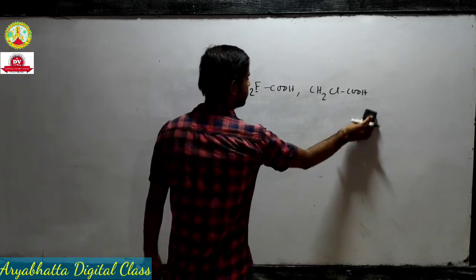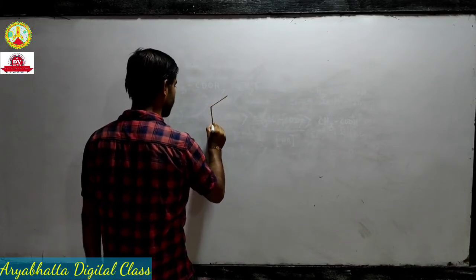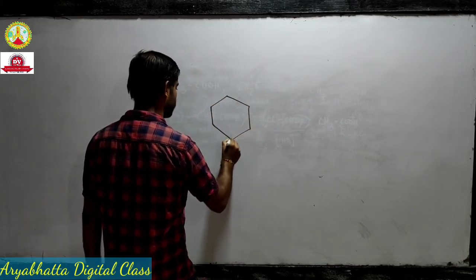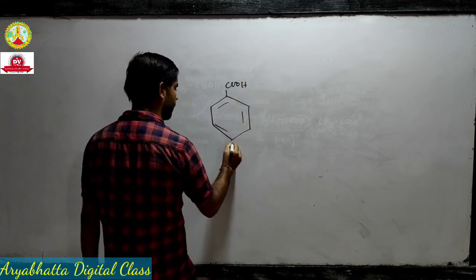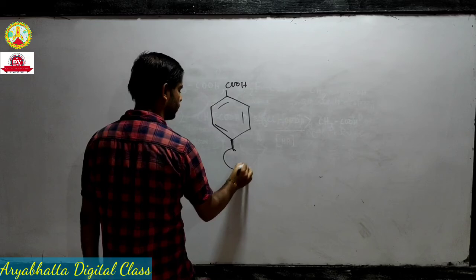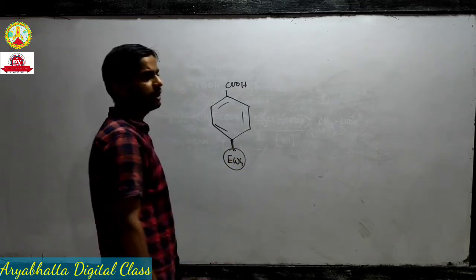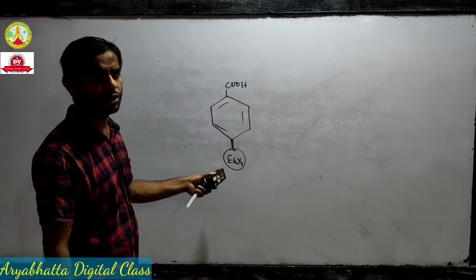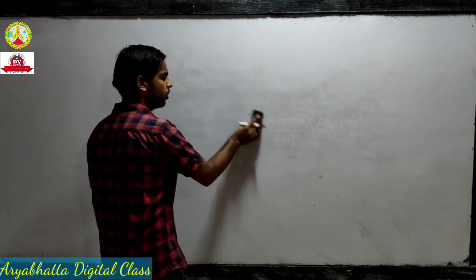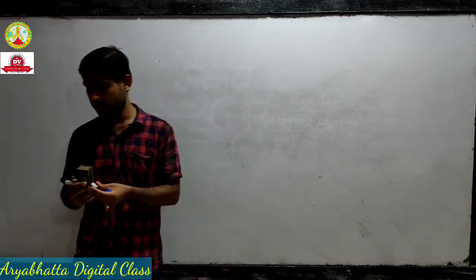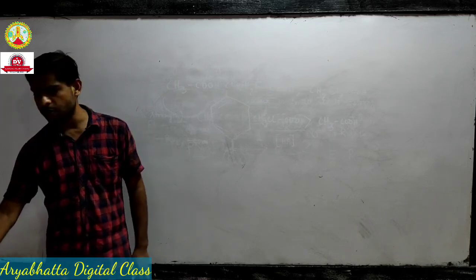You can apply the same concept in a benzene ring also. If you apply something at the para position which is electron withdrawing in nature, the acidity will increase. If you put an electron donating group here, the acidity will decrease. So this is the complete concept about acidity and basicity of carboxylic acid.